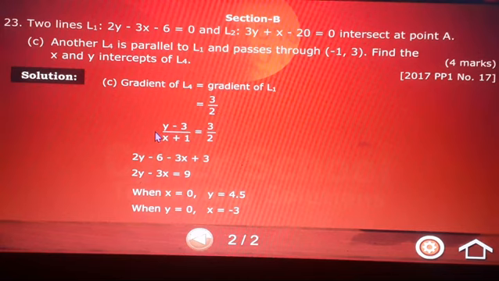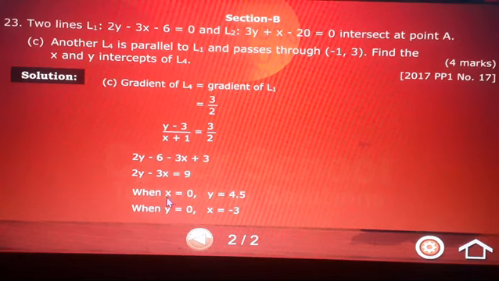Taking an arbitrary point, y minus 3 all over x minus negative 1, that is x plus 1, is equal to 3 over 2. Substituting this gives us the equation 2y minus 3x is equal to 9. Remember, our task was not to find the equation, it is to find the x and y intercepts.